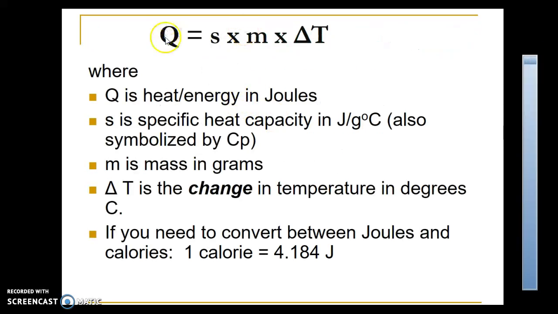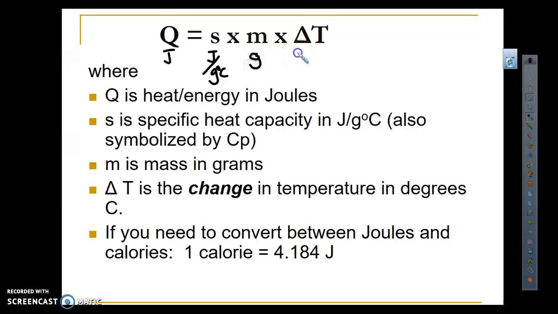All right, so as far as the formula goes, Q is equal to S times M times delta T. Q is in joules, S is our heat capacity in joules per gram degree Celsius, M is our mass in grams, and delta T is our change in temperature, from the beginning to the end, in degrees Celsius. Also, if you ever need to convert, you can use that conversion chart.